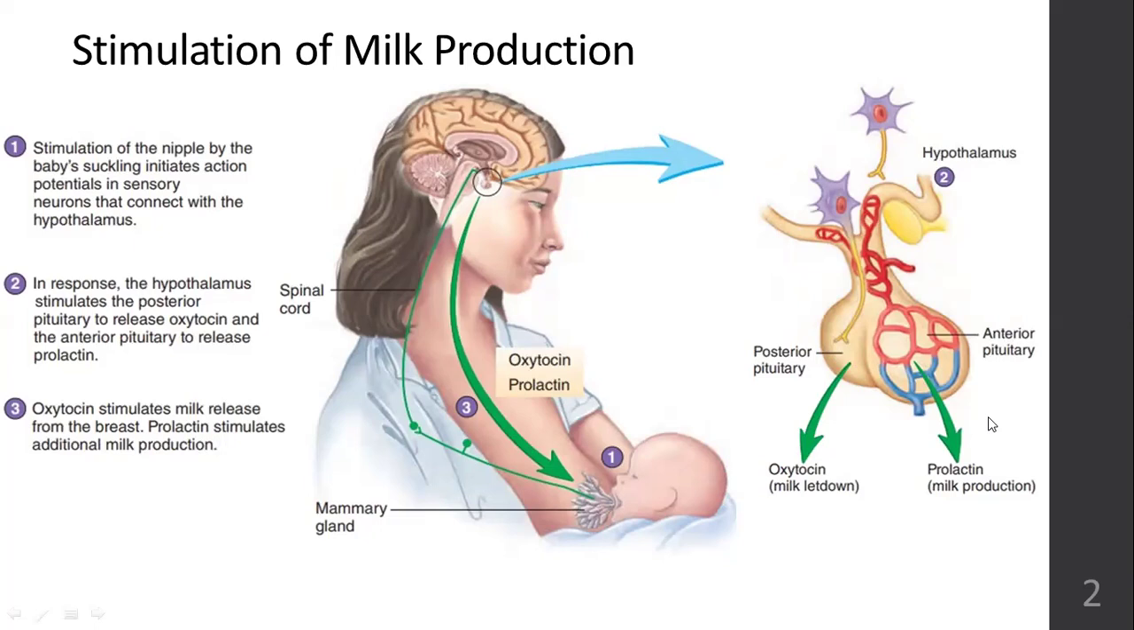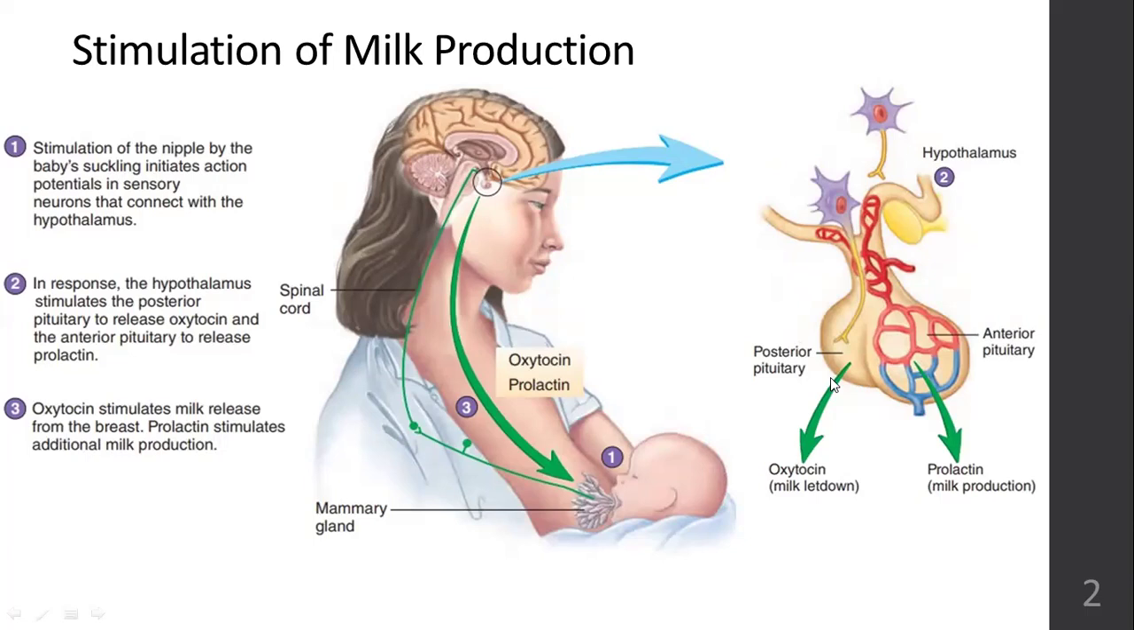This is the reason why, because when the child is sucking on the mother's nipple, it leads to the production of prolactin that leads to milk production. And then the posterior pituitary gland at the same time will secrete oxytocin. Because of the secretion of oxytocin, the milk is let down from the mammary gland.